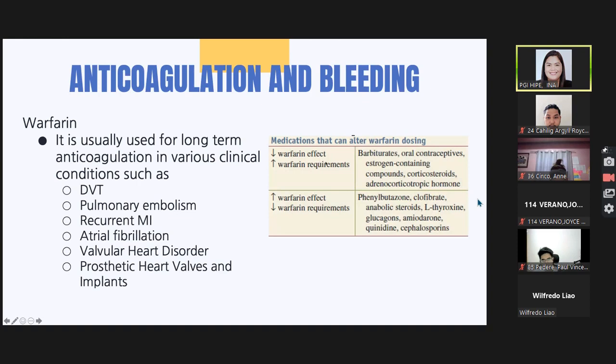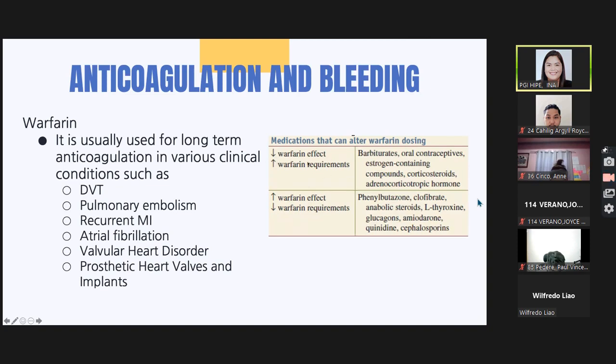There are also medications that can alter warfarin dosing. As mentioned by Dr. Liao, warfarin has a very short therapeutic index, that's why it has several interactions with so many other drugs. The warfarin effect is very sensitive to the concomitant administration of enzyme inhibitors and enzyme activators. So warfarin effect can be decreased, which warrants an increase in warfarin requirements.